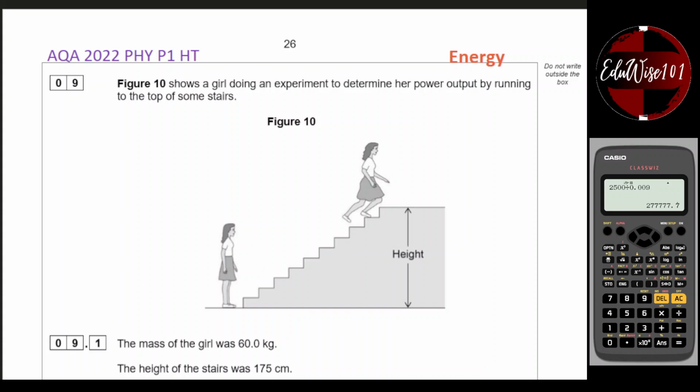In this video, I'm going to go through question number 9 from the AQA 2022 Physics Paper 1 Higher Tier. This question is on the topic of energy.